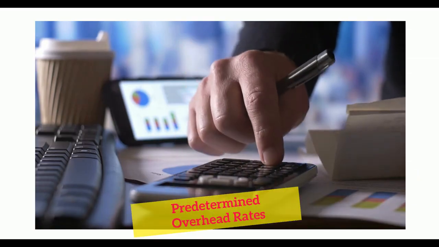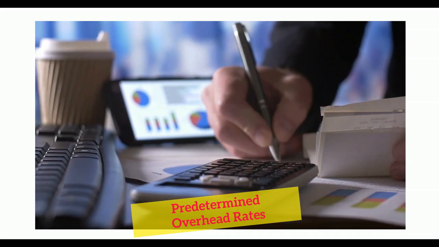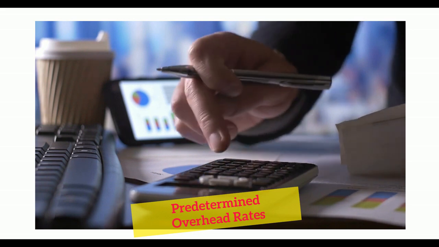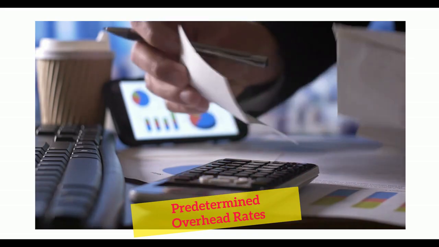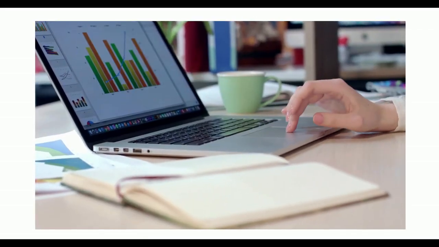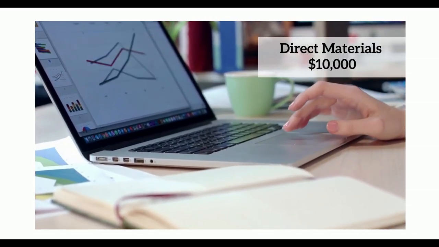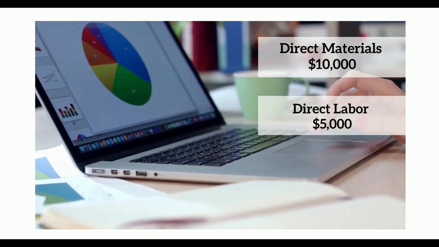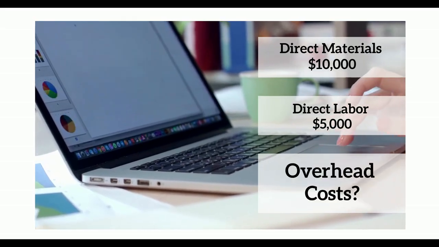Predetermined overhead rates are rates that you set at the beginning of a period, based on your estimated overhead costs and your estimated activity level. They help you allocate overhead costs to jobs based on the activity level of each job. Let's start by looking at the job cost details for a particular product. The direct materials cost for the job is $10,000, and the direct labor cost is $5,000. To get the total cost of the job, we also need to consider overhead costs.